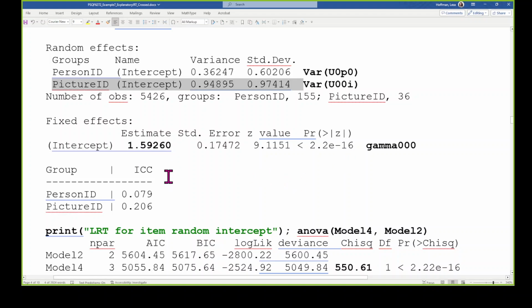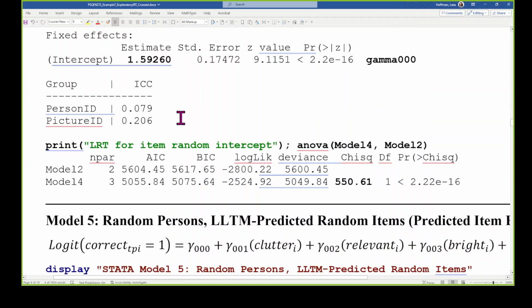In terms of intra-class correlations, the amount of people variance is about the same. It was about 0.07 before, and it's about the same, 0.07 now. Differences across pictures, though, are larger. So 20% of the variance in accuracy has to do with which picture you're answering. And that is significant.